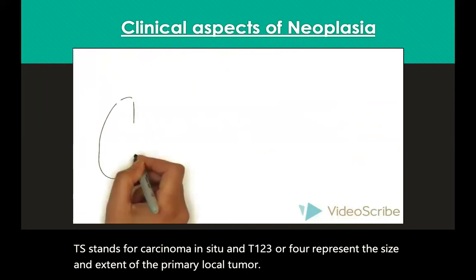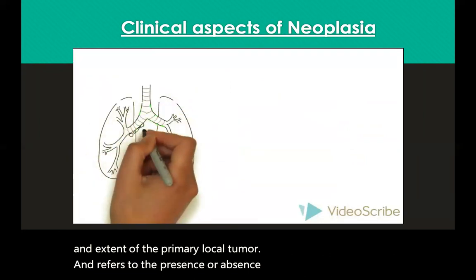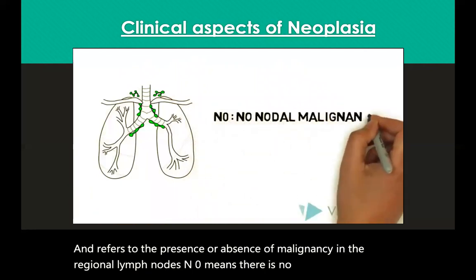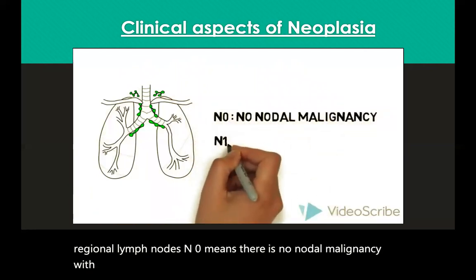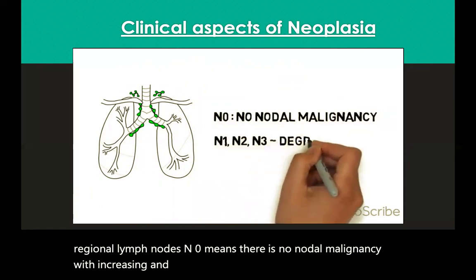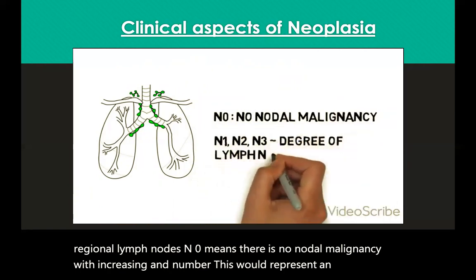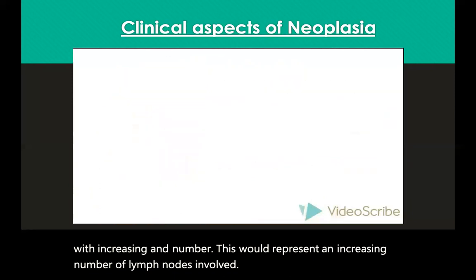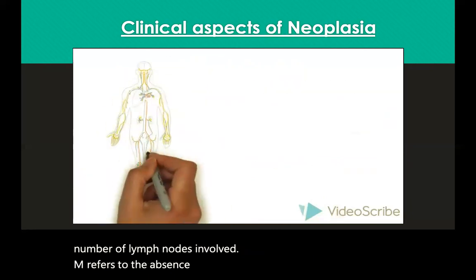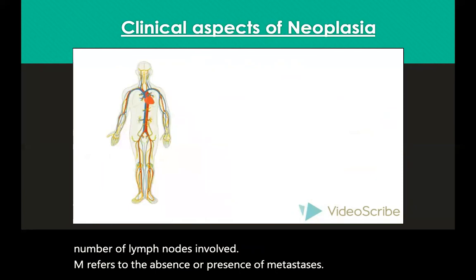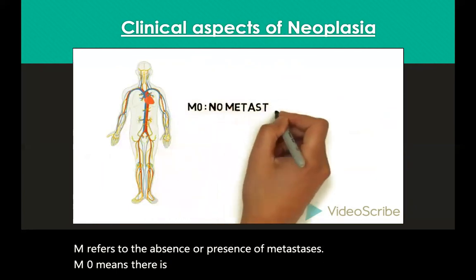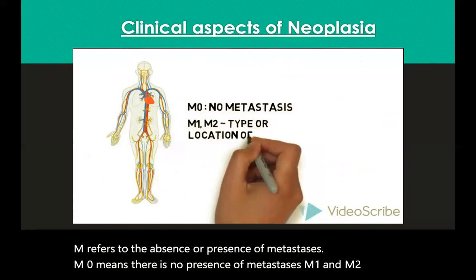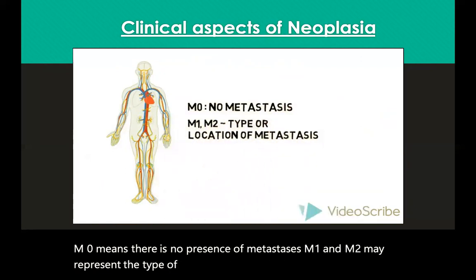N refers to the presence or absence of malignancy in the regional lymph nodes. N0 means there's no nodal malignancy. With increasing N number, this would represent an increasing number of lymph nodes involved. M refers to the absence or presence of metastases. M0 means there is no presence of metastases. M1 and M2 may represent the type of metastases or location.